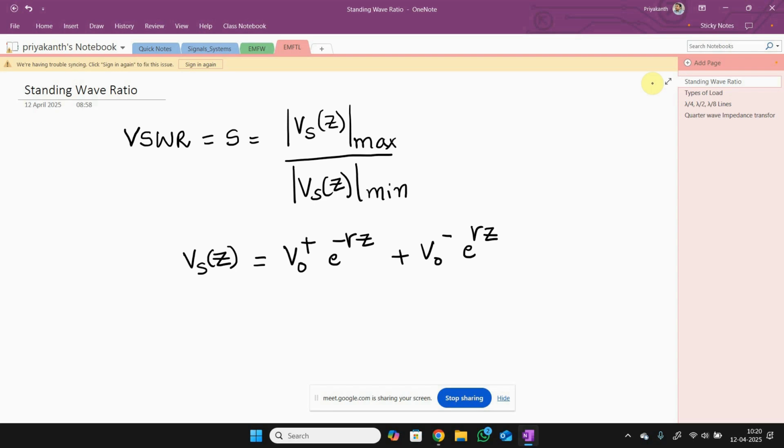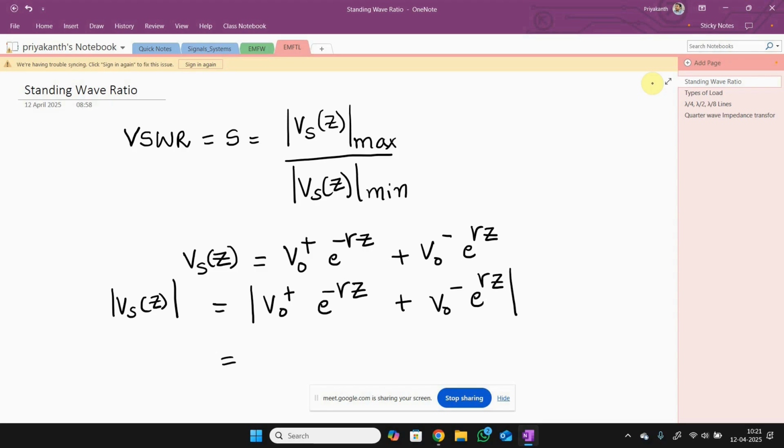Now, looking at the formula, we need to find its absolute value, find its maximum or minimum, and then take the ratio. So we'll go for finding its magnitude first. For Vs of Z, I am going to apply modulus on both sides: mod of V naught plus e power of minus gamma Z plus V naught minus e power of gamma Z. Right?